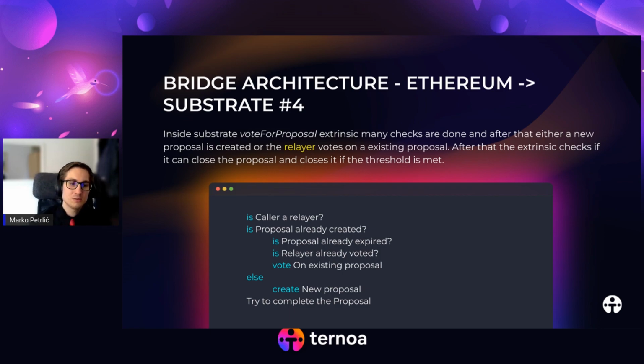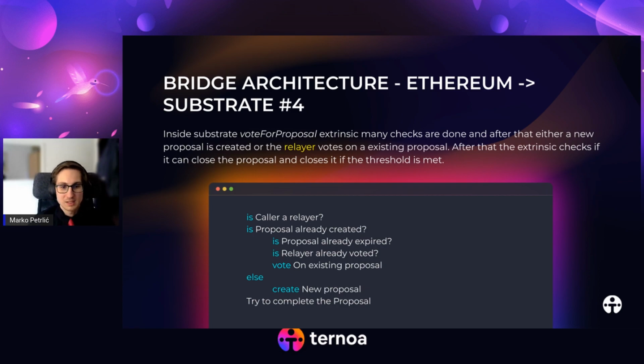We again do the same checks just to be sure that everything is correct. We check if the person who called this extrinsic is an actual relayer, and then we check if the proposal has already been created. If it has been, we check if it is expired or if the relayer has already voted. If everything is okay, if everything is clear, we vote on the existing proposal. If that proposal has never existed in the first place, we create a new proposal.